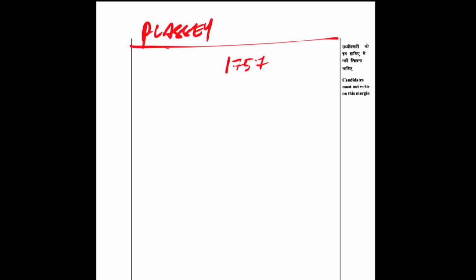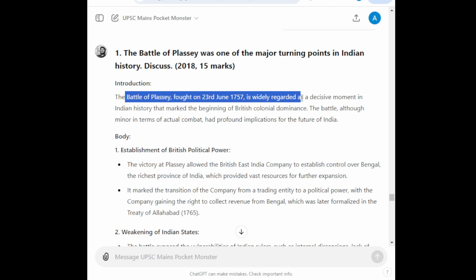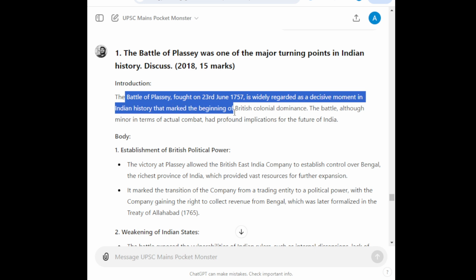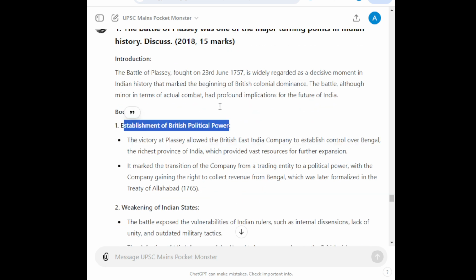All right. So the Battle of Plassey, fought on 23rd June 1757, is widely regarded as a decisive moment in Indian history that marked the beginning of British colonial dominance. Alright, dominance, the beginning of their dominance. The battle, although minor in terms of actual combat, had profound implications for the future of India. Decisive battle that decided the British dominance and the establishment of British political power.